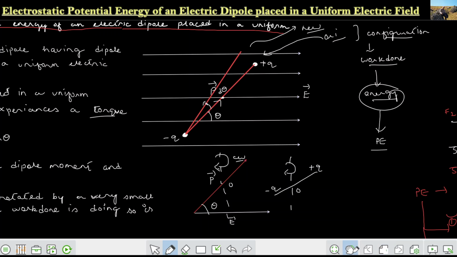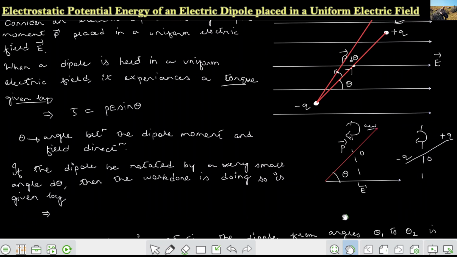So all those are the important characteristics. When you rotate this electric dipole through a small angle, you have to do some work. Then the work done in doing so is given by, let dW be that small amount of work done. What is the working formula for work done? You should know. Work done is nothing but force into displacement.